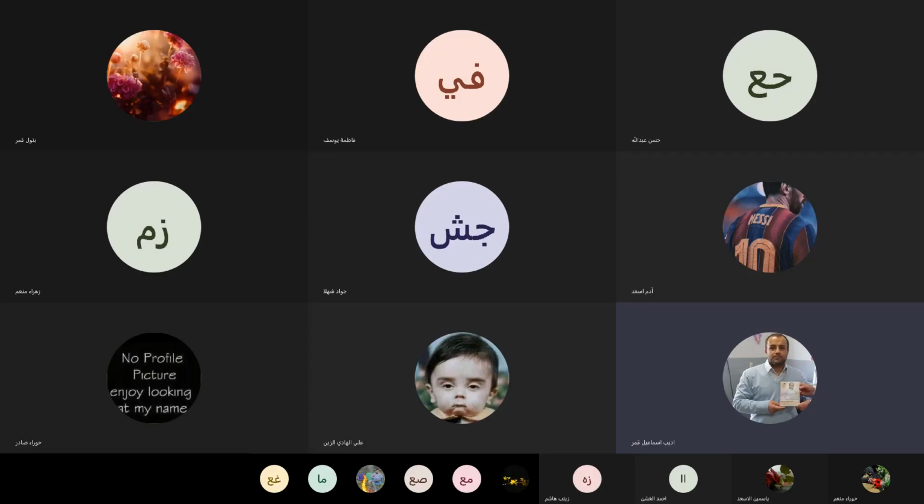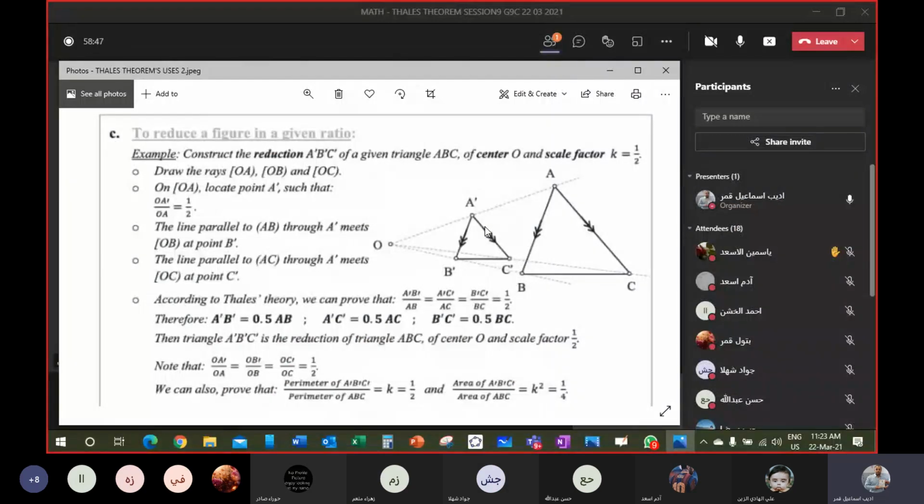This time we start, in this period, we are going to continue the explanation of the uses of Thales theorem. After taking part A and part B to locate a point and to find the fourth proportional, then we continue to part C, which is to reduce a figure in a given ratio.